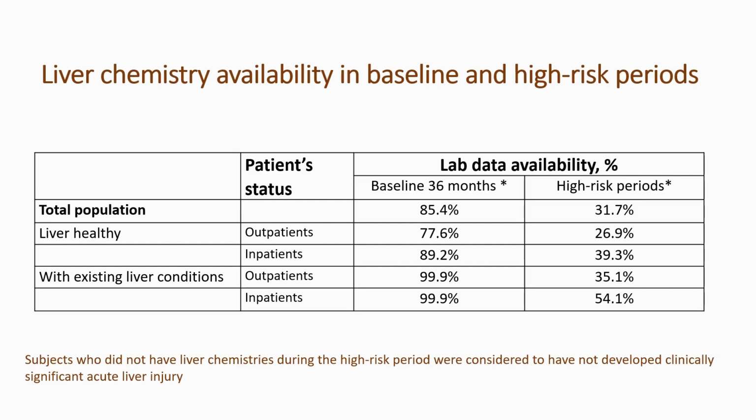As expected, the rate of data availability differed based on the presence or absence of existing liver condition and patient status. So missing data in EHR systems is not random, influenced by various factors, and this should be in our mind when we interpret data. Subjects who did not have liver chemistries during a high-risk time period were considered to have not developed clinically significant acute liver injury and treated as untreated control.